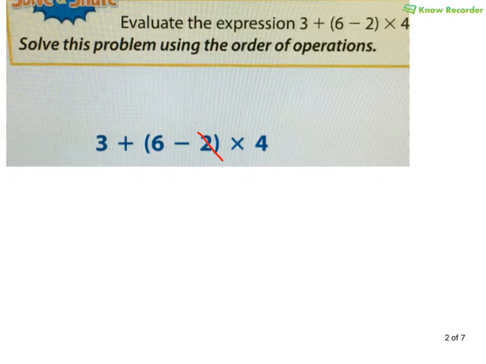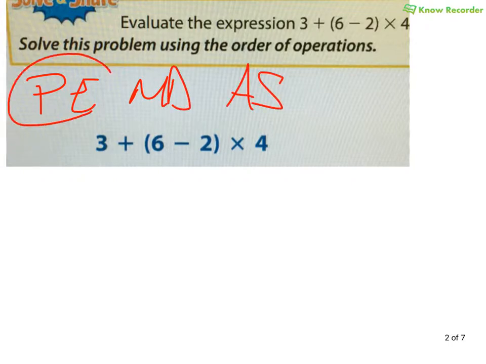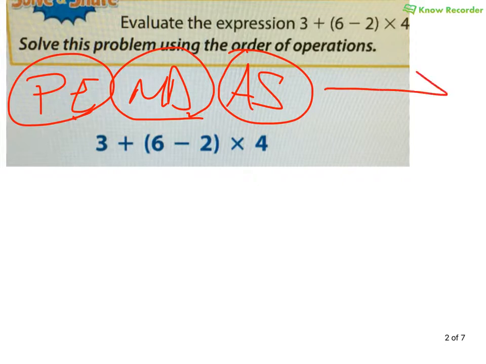So, things you need to know. To remember the order of operations, we use the acronym PEMDAS. We do all parentheses and exponents first. We do all multiplication and division next, and then all addition and subtraction. And we always do this from left to right. Also, I want you to make sure that you're rewriting your problem every time you change something to make sure you don't forget something.